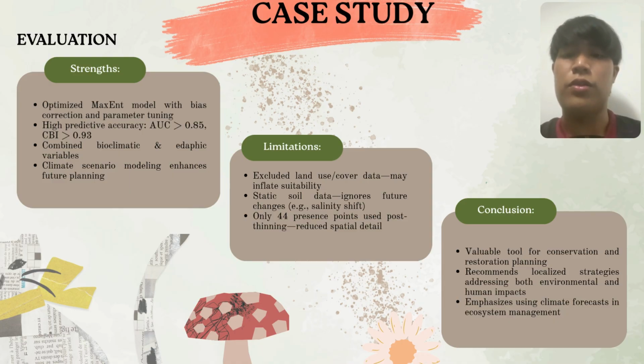The absence of land use and land cover data may have led to overestimation of habitat sustainability, particularly in already developed areas. Additionally, soil properties were assumed to remain static over time, potentially overlooking impact from sea level rise and land degradation. The reduction in occurrence points from 183 to 44, while necessary to address bias, may have limited the spatial detail of prediction.